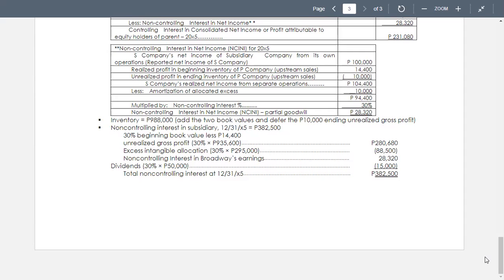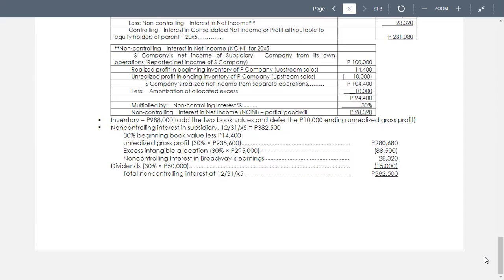Realized profit in beginning inventory of P company, upstream sales, Salad, 66,000. Add realized profit in beginning inventory of P, upstream sales, Tuna, 63,000. And deduct unrealized profit in ending inventory of P company, upstream sales, Salad, deduct 57,000, and unrealized profit in ending inventory of P company, upstream sales, Tuna, deduct 69,000.